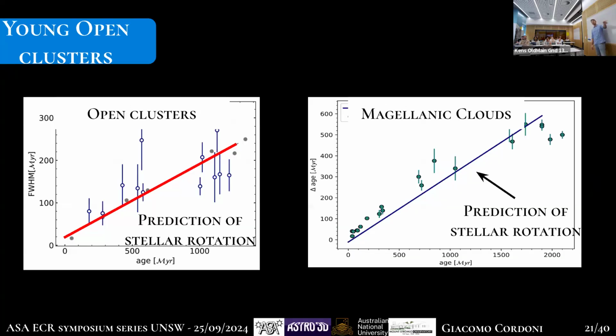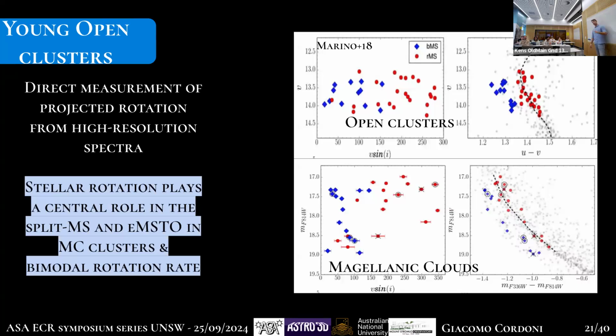And what we see here is the same plot, the comparison for open clusters on the left and Magellanic Cloud clusters on the right. You see that, again, we have a very good agreement with the prediction of stellar rotation. And in 2018, we also directly measured stellar rotation rates in both open clusters and Magellanic Cloud clusters. You see that we have sort of the same trend. Here is stellar rotation, here is the magnitude, and you see that we have these blue stars that are slow rotators, here a bit less, but still there, and the slow rotators are mostly populating the blue sequence in the CMD.